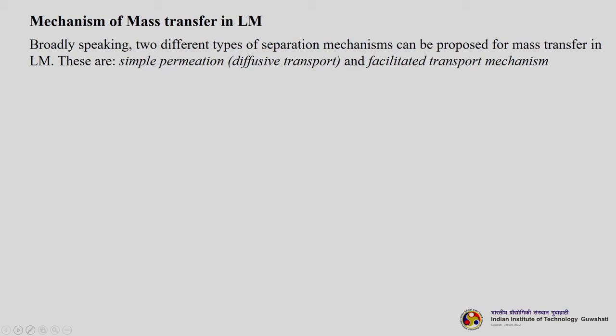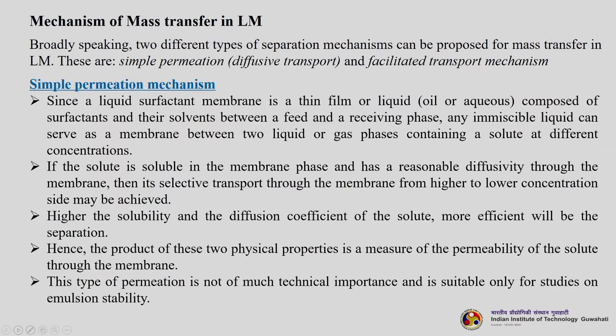So, broadly speaking, two different types of separation mechanisms can be proposed for mass transfer in liquid membranes. These are simple permeation, which is due to diffusive transport, and then the facilitated transport mechanism. Now, let us understand the simple permeation mechanism. Since a liquid surfactant membrane is a thin film of liquid, either oil or aqueous phase, composed of surfactants and their solvents between a feed and receiving phase, any immiscible liquid can serve as a membrane between the two liquid and gas phases containing a solute at different concentration. So, basically we are talking about an ELM here.